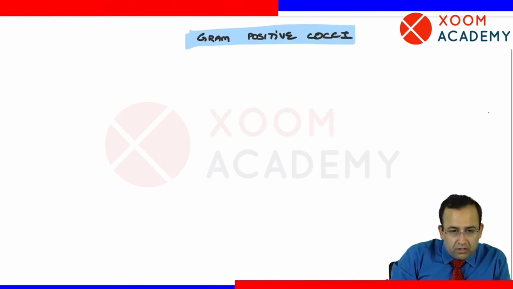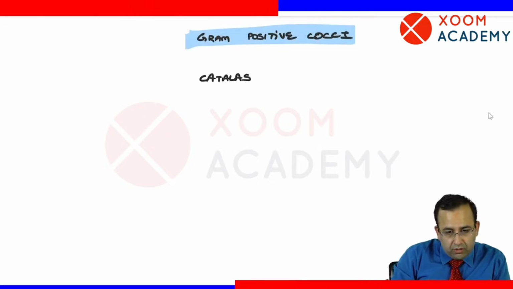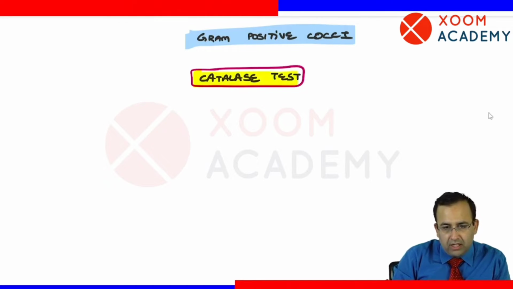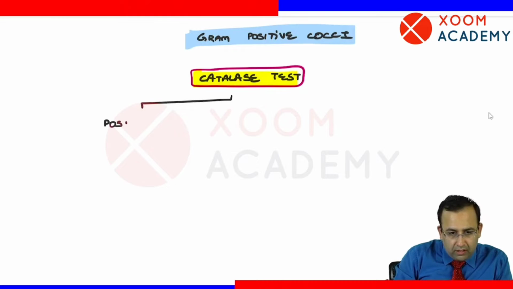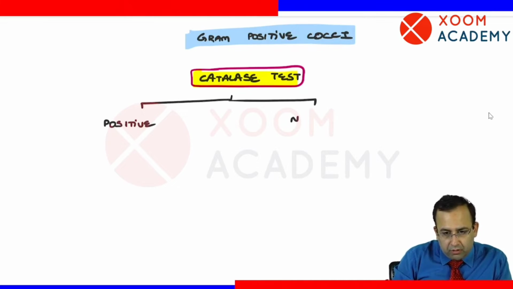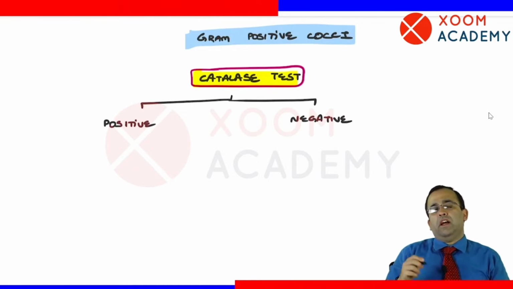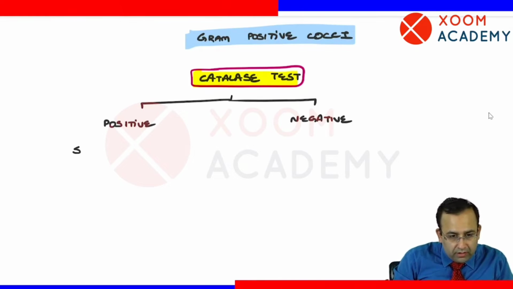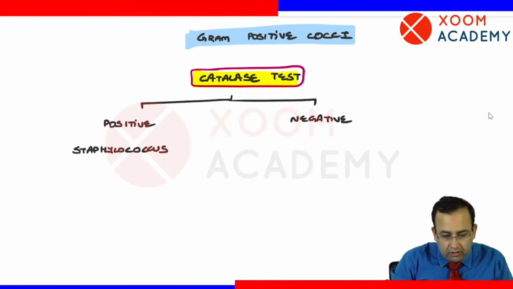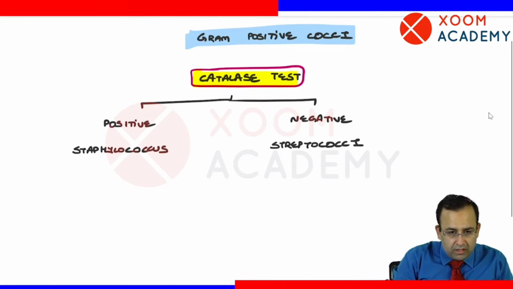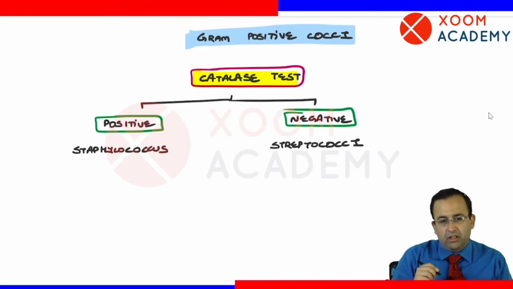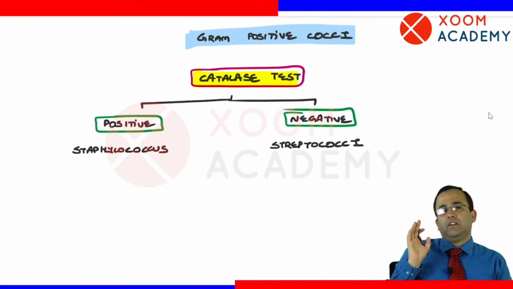On the basis of catalase test, we are making a flowchart. This flowchart is very, very important. On the basis of catalase test, I can divide gram positive cocci into two types: catalase positive and catalase negative. Staphylococcus, staph, is a catalase positive organism versus streptococci, which are catalase negative.